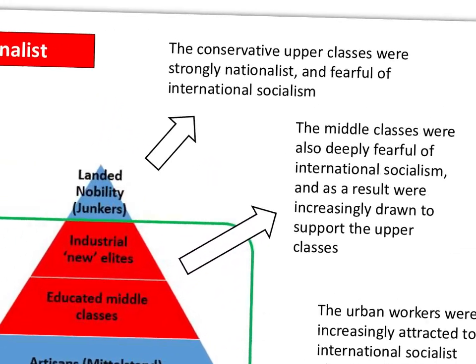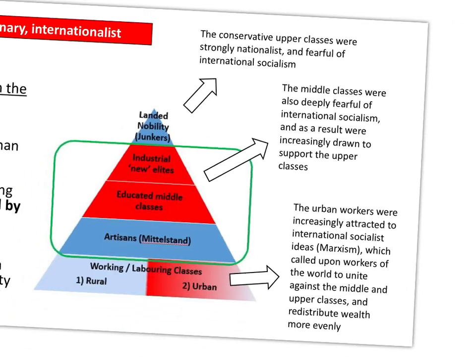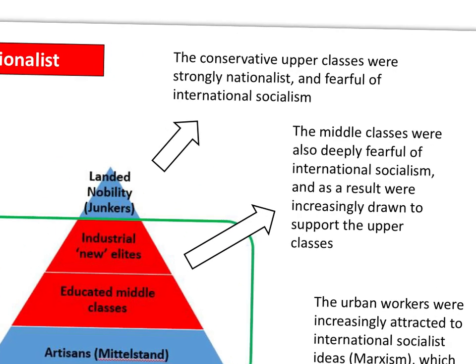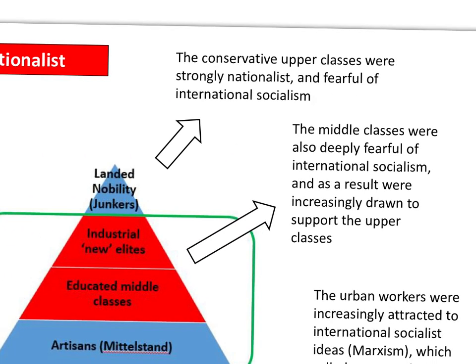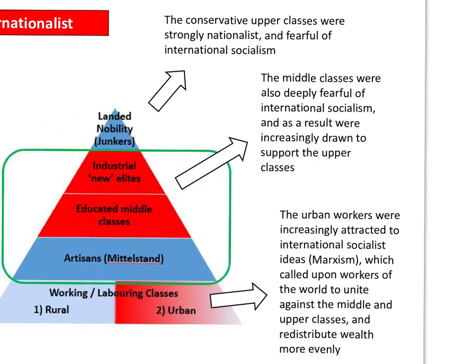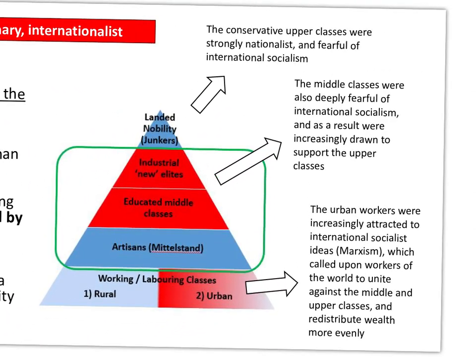Now the conservative upper classes were strongly nationalist. People like Bismarck, the Kaiser, the Prussian Junkers, etc., were strongly nationalist, and therefore they were very fearful of what's happening at the bottom, because if revolutionary socialists achieve their aims, then the upper classes will lose all their power and wealth. So how will the middle classes respond? Well, the middle classes were also deeply fearful of international socialism, and as a result were increasingly drawn to support the upper classes.